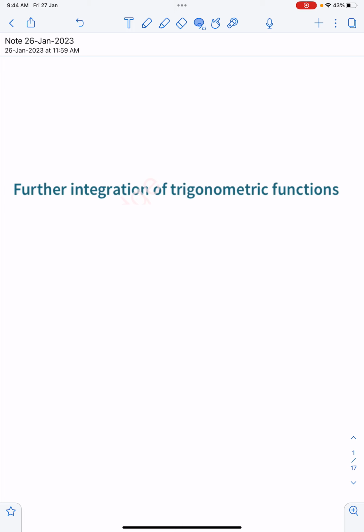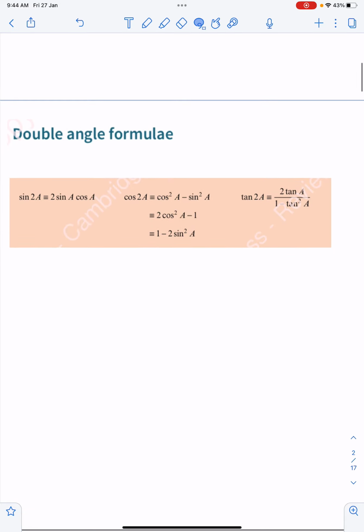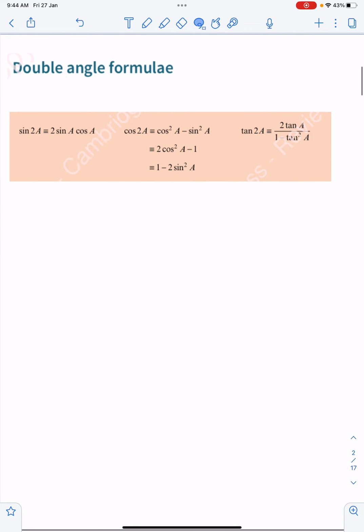Whenever we have to integrate sine square x or cos square x, we make use of the double angle formula, which we have already learned. These are the three double angle formulas. I'm making use of this one. We had cos of 2x equals cos square x minus sine square x.